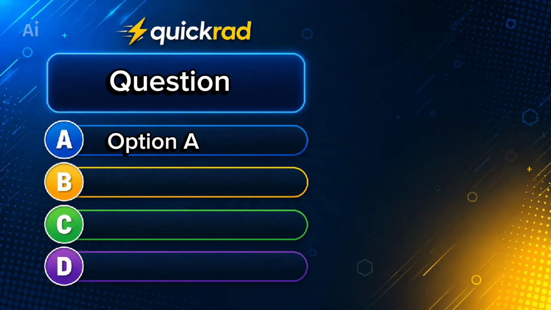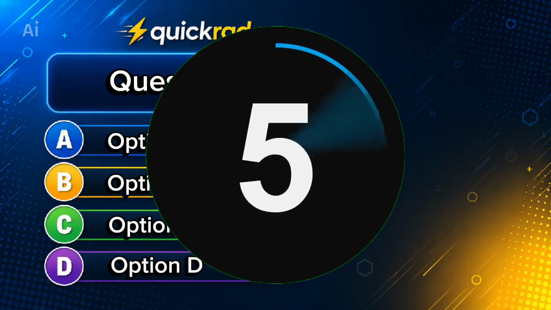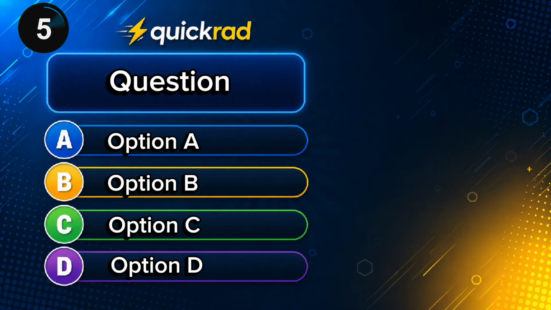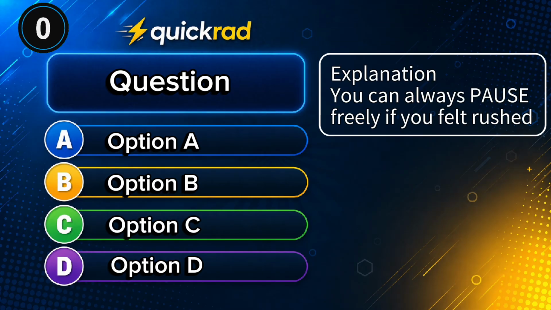Alright, here's how this works. You'll get a multiple choice question on the screen, and you'll have 5 seconds to lock in your answer. Think fast, your countdown starts immediately. After that, I'll reveal the correct answer, followed by a quick rationale so you actually understand why it's right. And don't skip too early, because the explanation is where you'll learn the most.